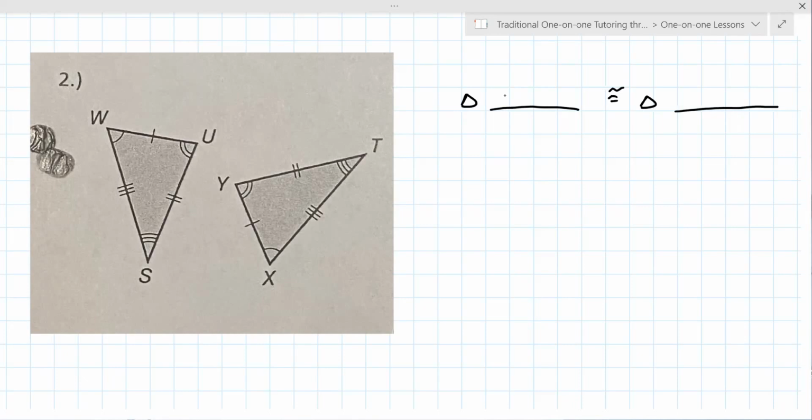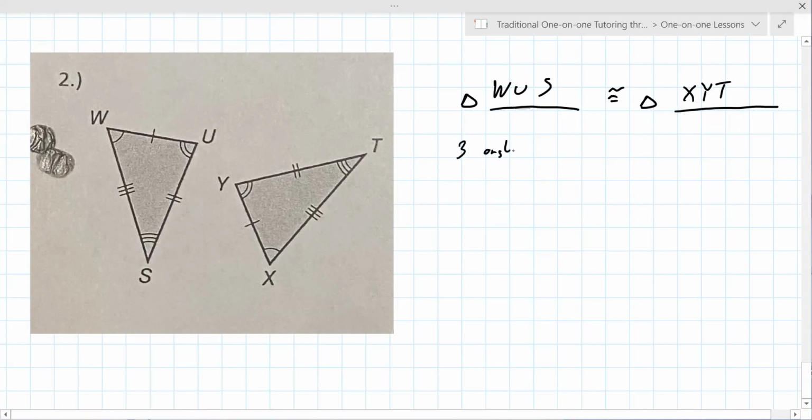Okay, I got it. Give me the letters here. So WUS is equal to XYT. Okay, congruent, not equals, that's something different. Congruent, yeah. So we got X. That's perfect. So now you've got 3 angle statements and 3 segment statements. Yes. So go ahead and work through those, please. Okay.